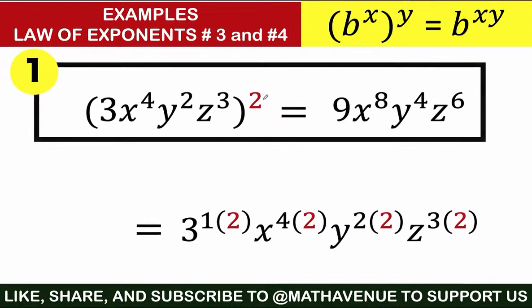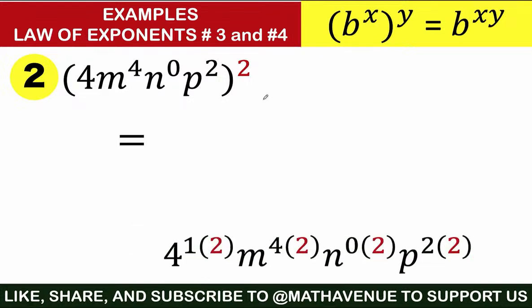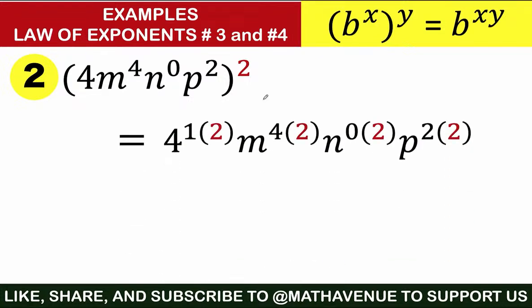So that is now our answer for number 1. Let's go to number 2. Here we have some zero exponent, and let's see what happens. So again, apply log exponent number 4 and log exponent number 3. So this 4 raised to the 2nd is this part. This m to the 4th raised to the 2nd is that part. And do the same thing for the rest of the factors.